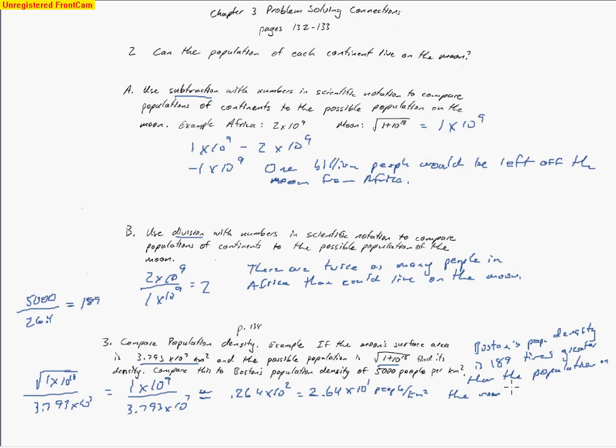But we could say something about, however, Boston is a large city, and the rest of the Earth has a lower population density. So these are examples of what you're going to end up doing, and good luck on that assignment.